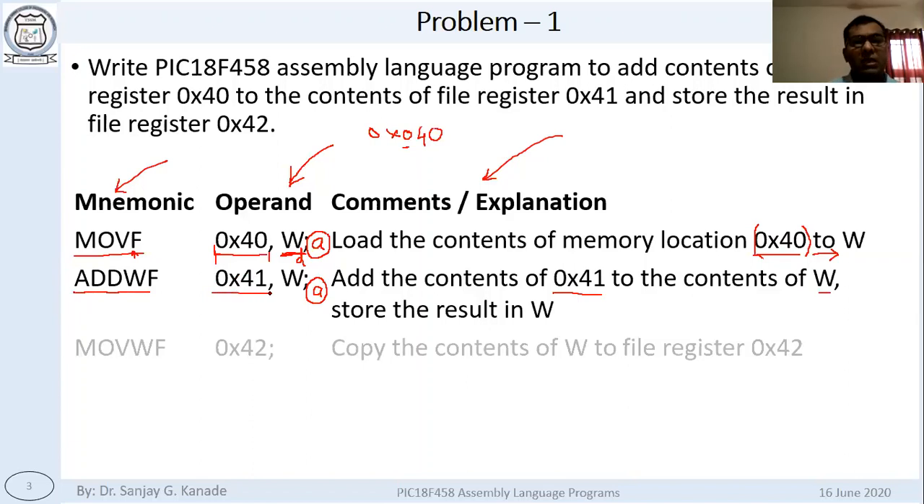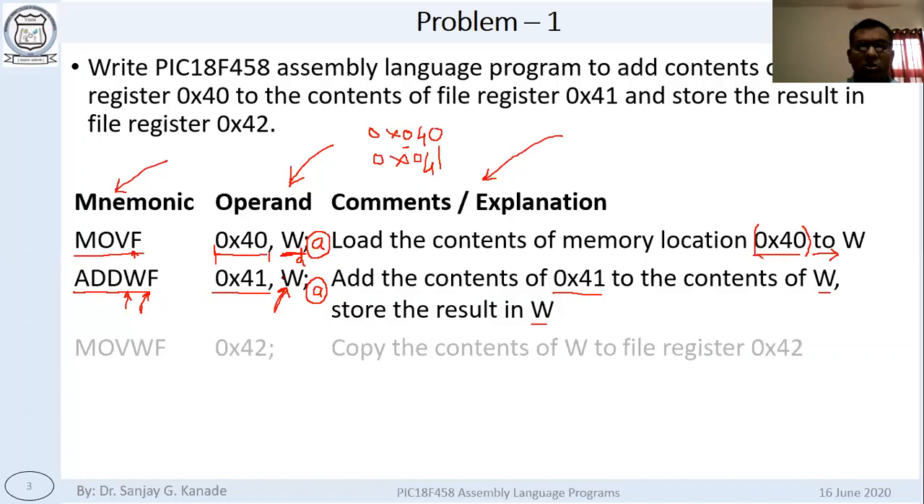Okay, the actual location will be 0x041 by default. And what is this instruction going to do? It is going to add the contents of W with the contents of F and store the result in W. The result will be stored in W, because here we have written W.